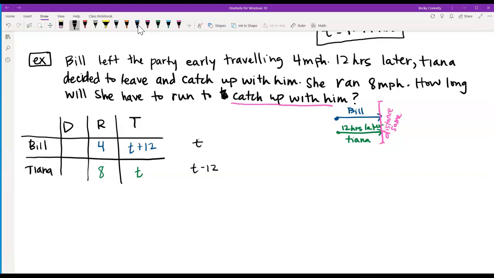So anyway, I just want to make sure it's clear that some of you may have had it set up like that, with the t minus 12 on Tiana, and that's perfectly fine. But just think through that.